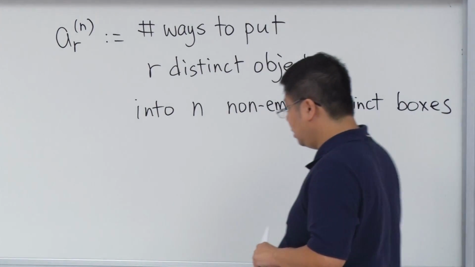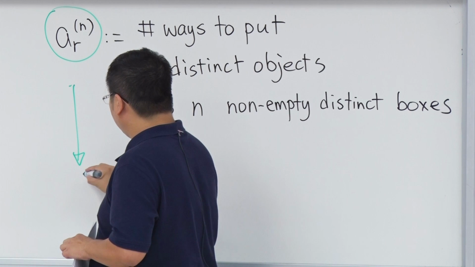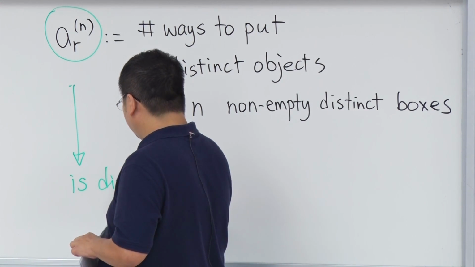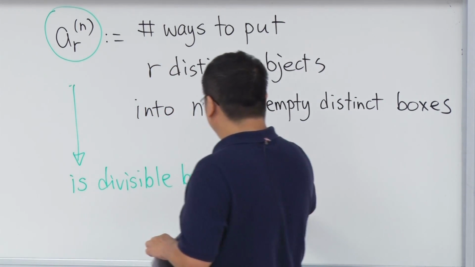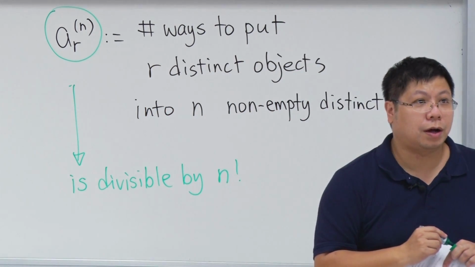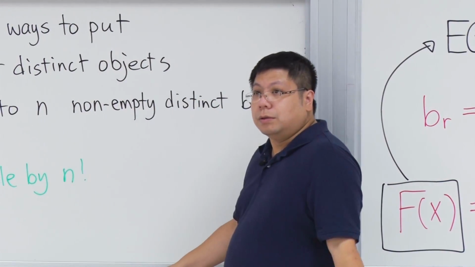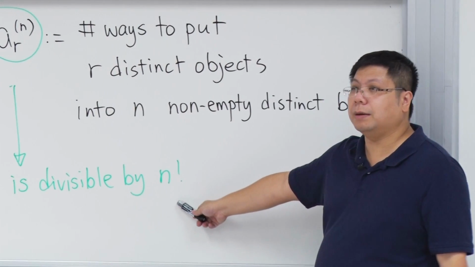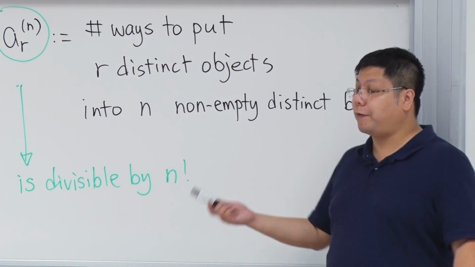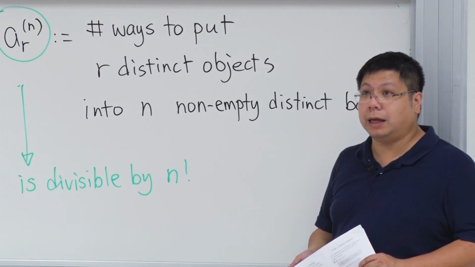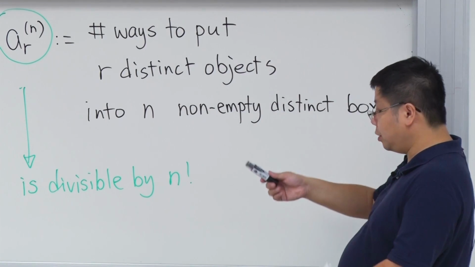And then we argue that this ARN is divisible by n factorial. We talk about this. The reason: distinct becomes non-distinct, so it is like removing the labels, and there are n factorial ways to do the labeling, so we can divide this by n factorial. Is that okay? Now let me change a little bit.